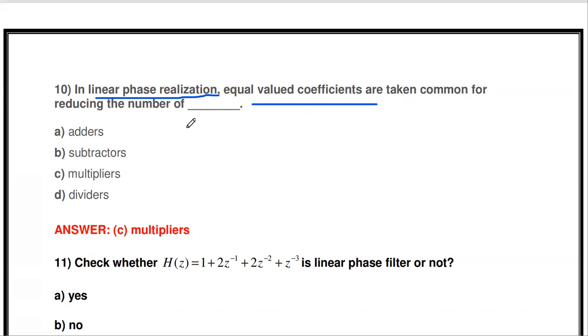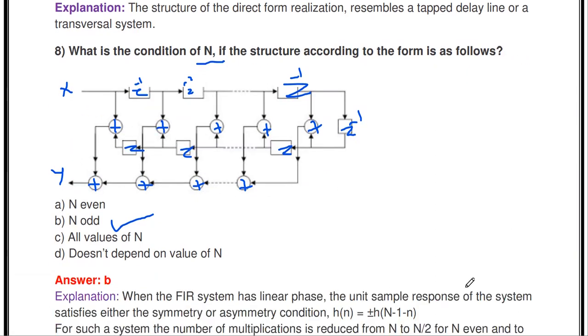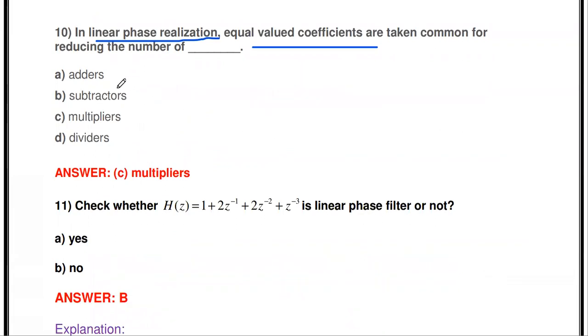Then the next question: in linear phase realization, equal valued coefficients are taken common for reducing the number of dash. You see, this is a linear phase realization. In this linear phase realization, the same coefficients are commonly taken in order to reduce what? Adder, subtractor, multiplier, or divider? In order to reduce multipliers. Instead of multiplying twice with the same coefficient, we take the coefficient as common and multiply only one time. So in linear phase realization, the equal valued coefficients are taken common for reducing the number of multipliers. This is the greatest advantage of the linear phase realization.